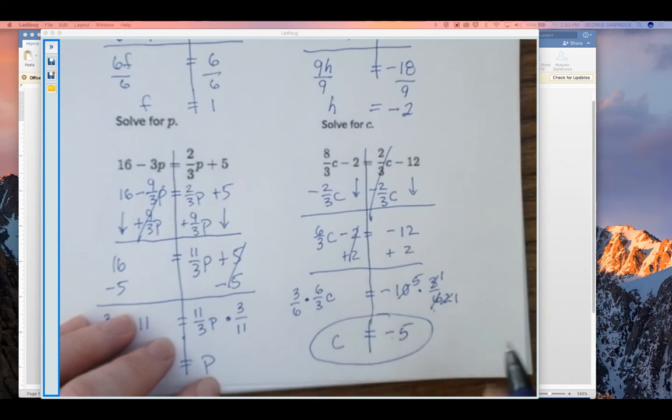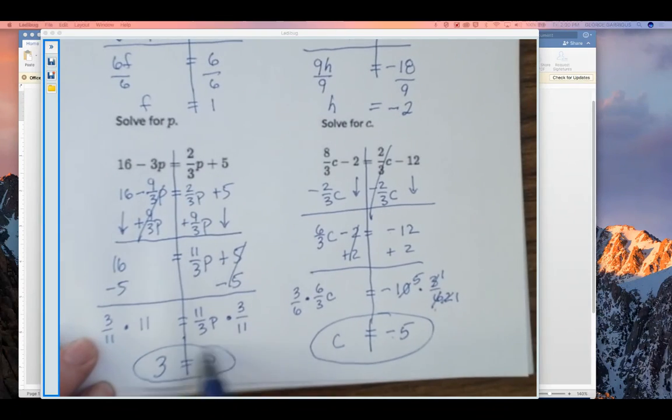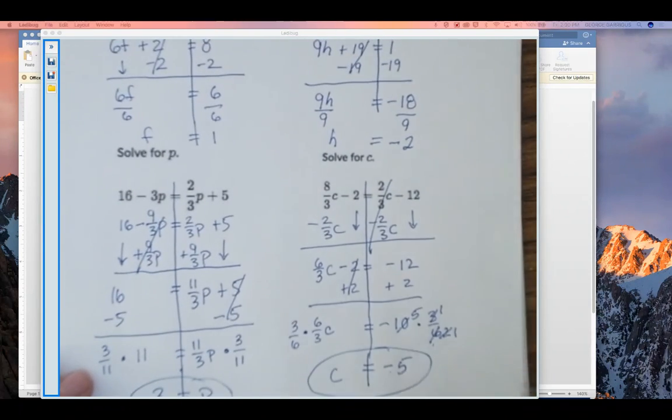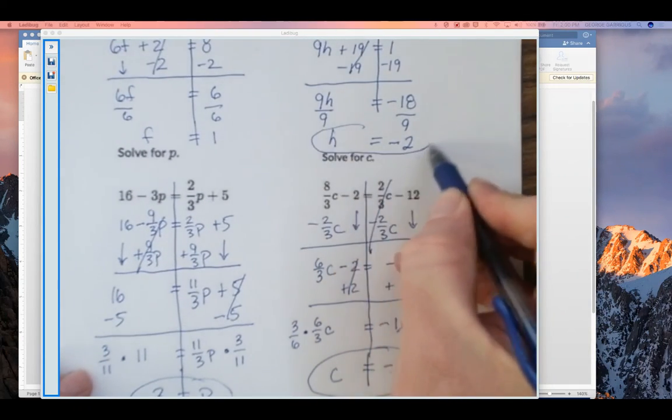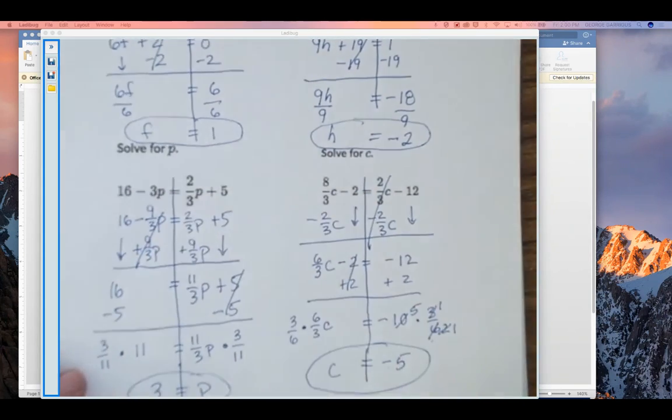Circle your answers. If you want to be absolutely sure, you can substitute them back in and check your answers and prepare for the final retake.